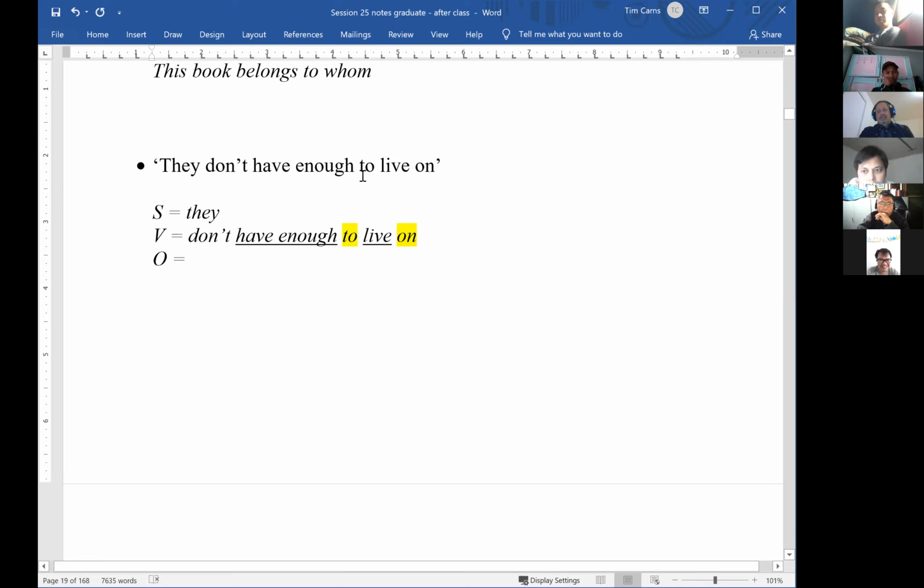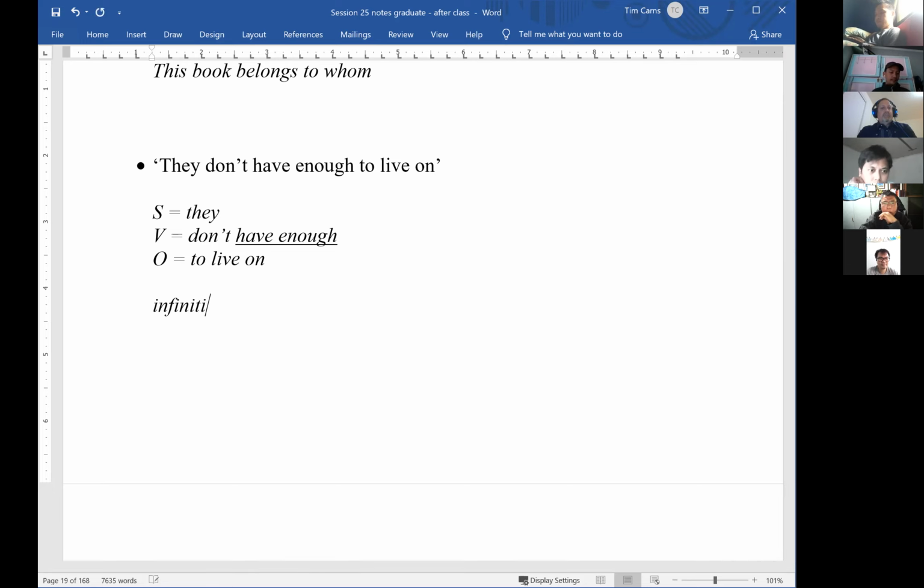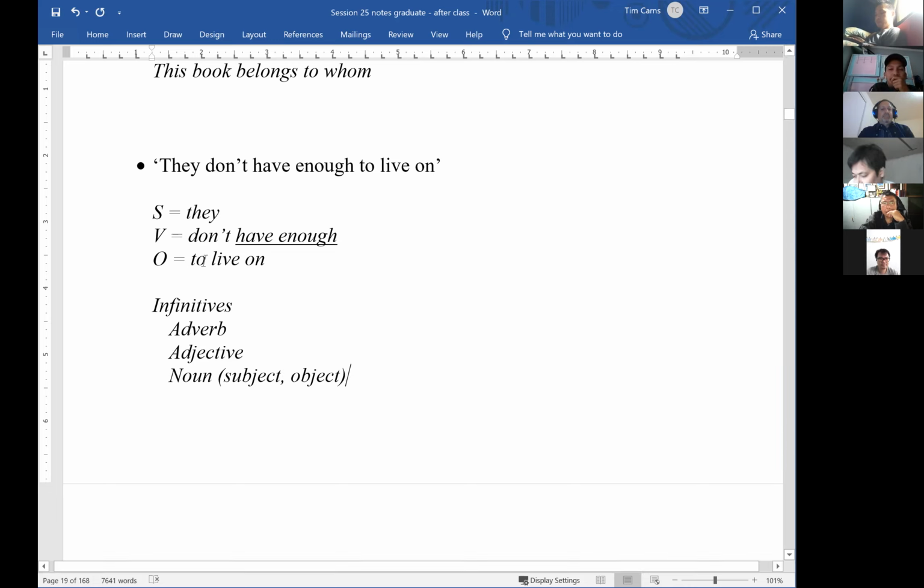Notice what's going on here. Technically, the sentence subject, verb, and verb is don't have enough. The object is to live on. To live on. Okay, I threw in an infinitive there. Now, if you remember, infinitives can function like an adverb, an adjective, or a noun. And when they function like a noun, they can be a subject or object. In this case, to live on is the object. All right, so that's the one twisty that I threw at you. It's actually an infinitive functioning as an object.